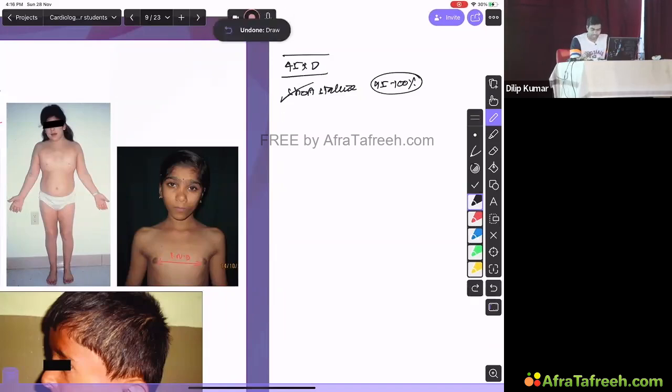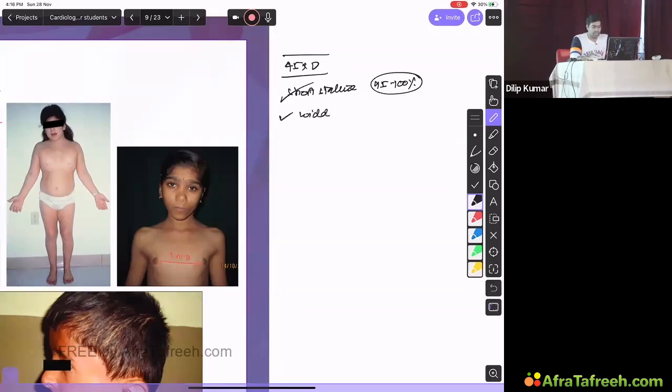This was the exact question that was asked in my pediatric medal exam. I didn't get a medal in pediatrics, of course, but this was the question that was asked. How much? Exactly around 20 centimeters less than their adult counterparts. That is the number. Second, widely spaced nipples.